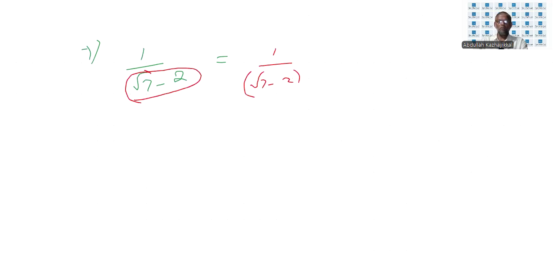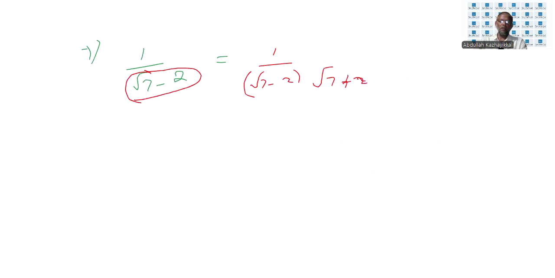Now 1 by root 7 minus 2. See what will happen. There is no root in the denominator in the earlier question, that is easy. But here root 7 minus 2 is an irrational number. So what to do? Look at the denominator, root of 7 minus 2. What is the conjugate of that? Yes, sir, that is root of 7 plus 2.